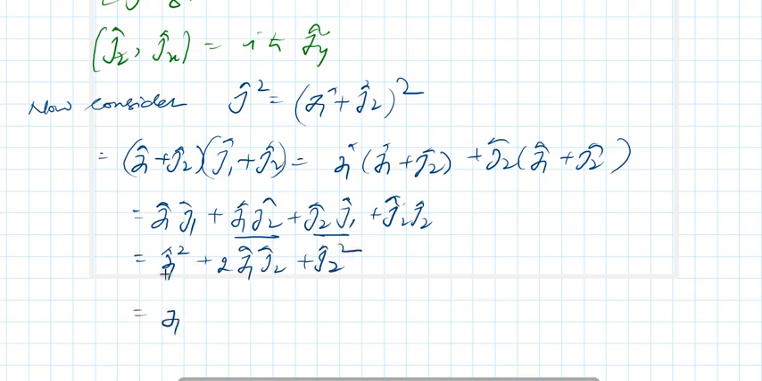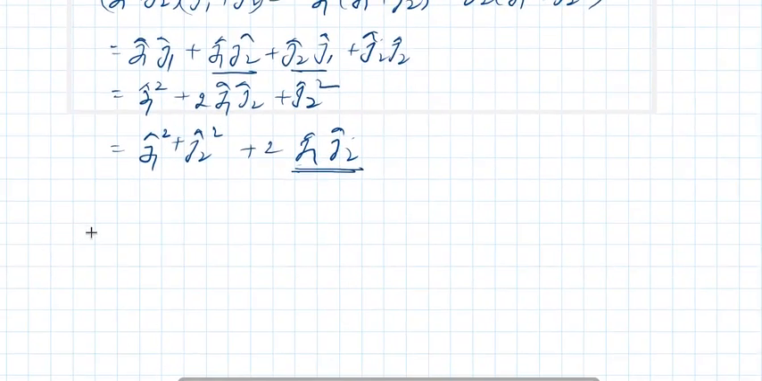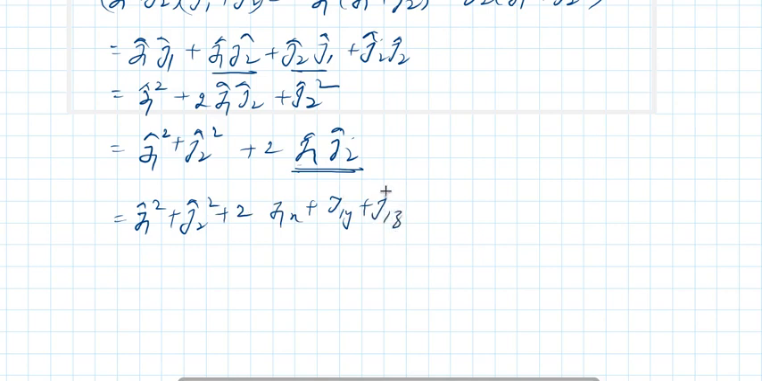And let me write it down in terms of their components. So it can be written as j1 square plus j2 square plus 2(j1x plus j1y plus j1z). This is the value of this, and the value of this will be j2x plus j2y and j2z.